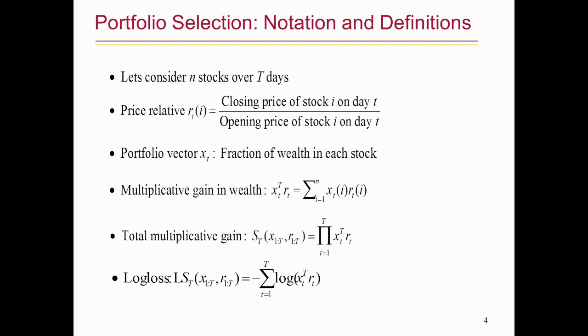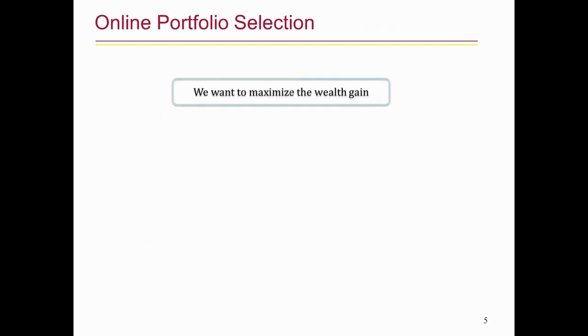Now this is just an example, and I'm going to illustrate other examples of such problems. But let's go one more step with this. All right. So we want to maximize the wealth gain by choosing the portfolios every day. Now, let's say these are your T days, and that's the time axis.